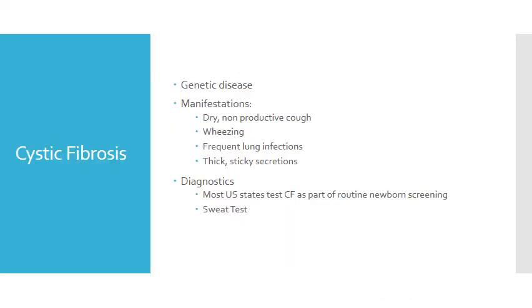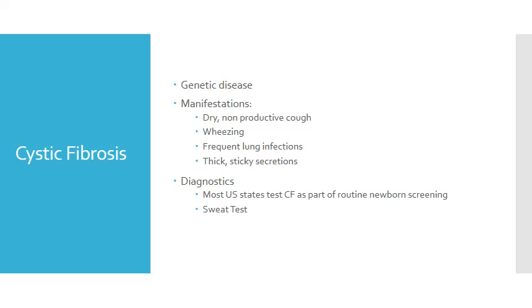All right, our last topic, cystic fibrosis. Cystic fibrosis is an inherited chronic disease that generally affects the lungs and digestive system. It also can affect different things like the exocrine system and the reproductive system. We're mostly focusing on the lungs, and we talk a little bit about the GI system.